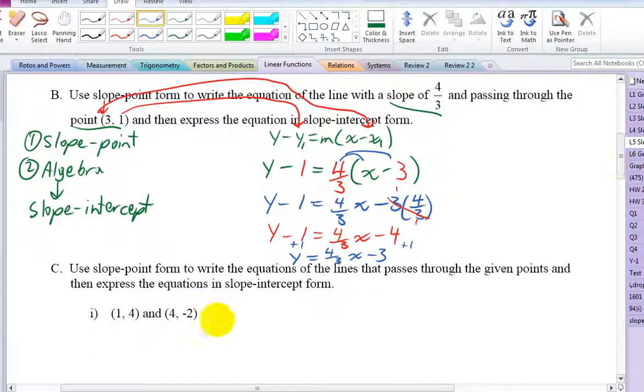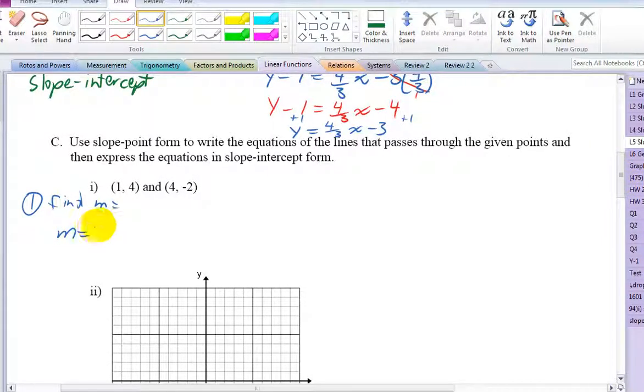So now, you're going to do just like we did up above, but instead of telling you the slope, I'm going to make you calculate it. So the first thing you're going to do here is find m. Then it's exactly like the one up above. It's the only difference. So, find m. m is going to equal what? 4 minus 1 over 4 minus negative 2. 4 plus 2 is 6. 1 minus 4 is negative 3.